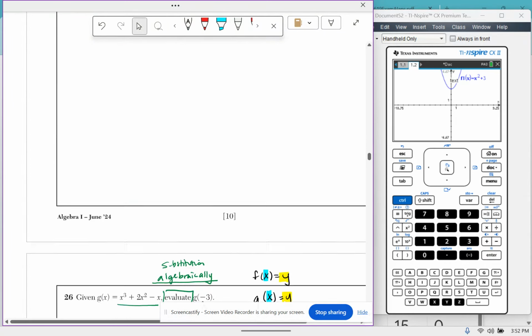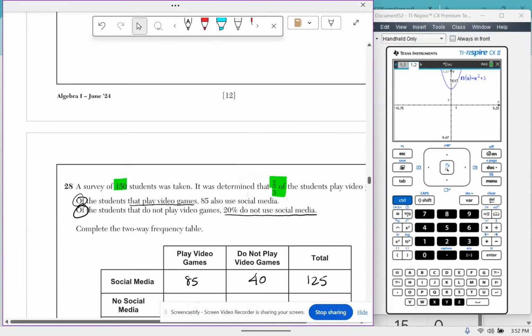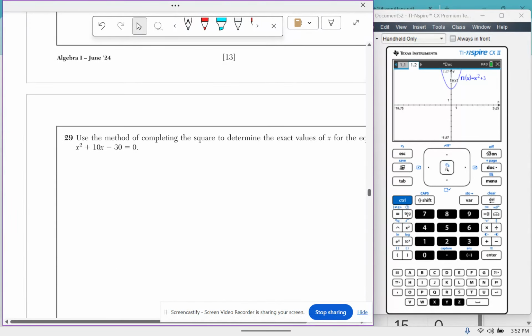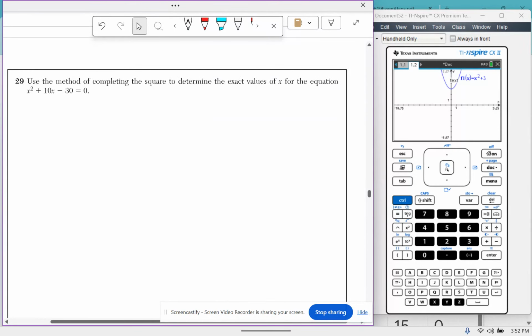Okay. We did those ones. Let's head over to 29. So I'll see you on page 29. Or not page 29, sorry. I'll see you on question 29.